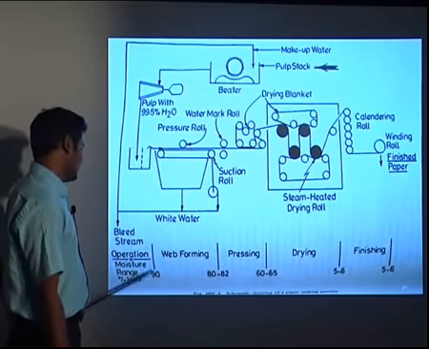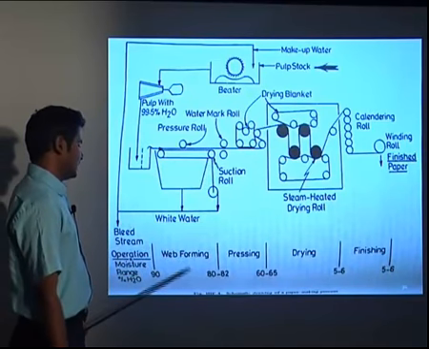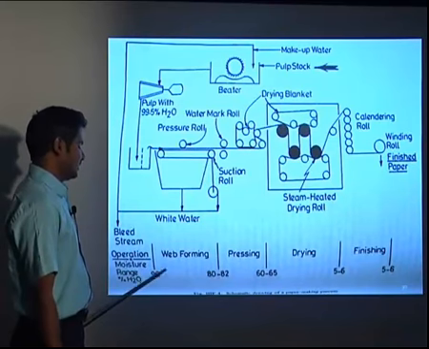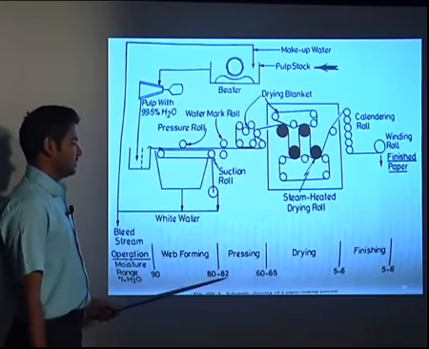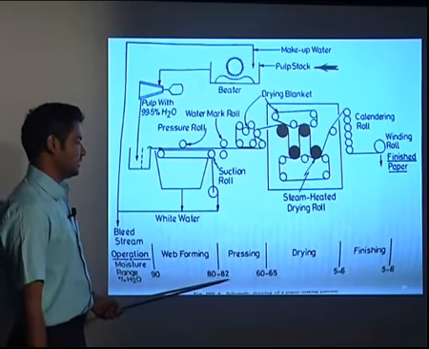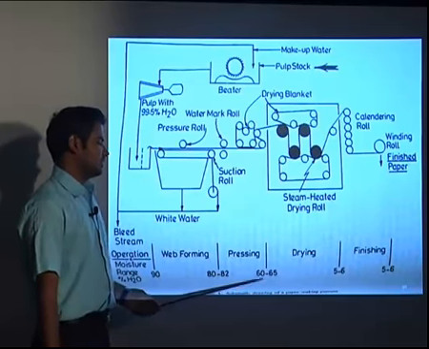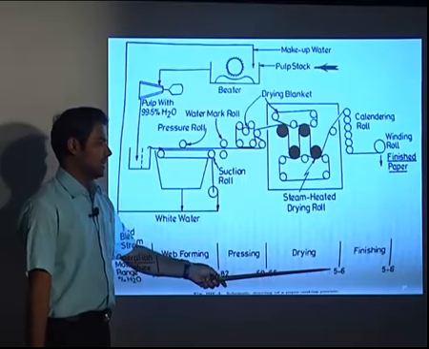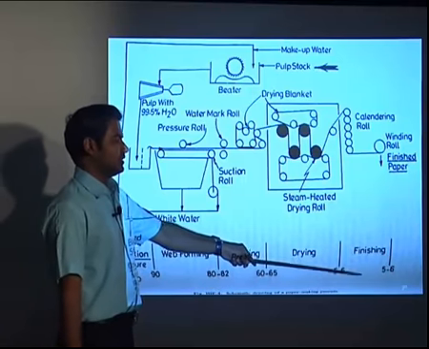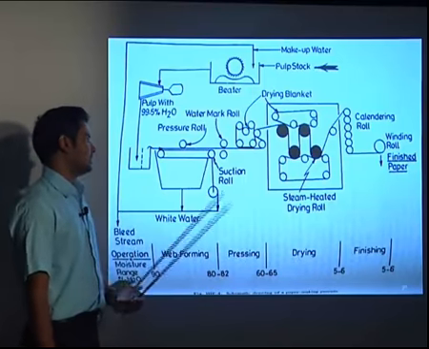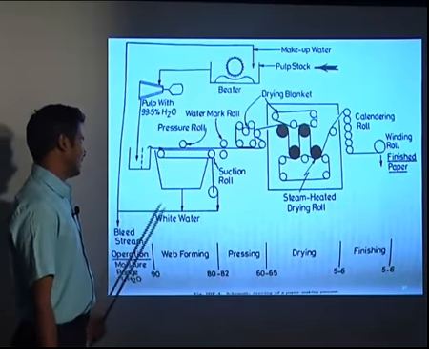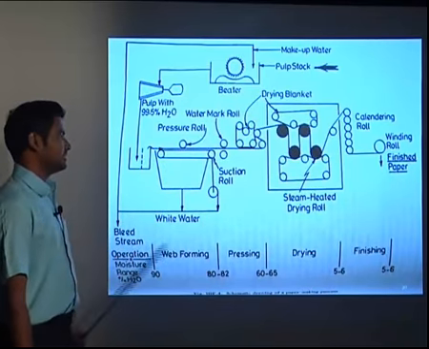If you see the moisture content across the operation, initially it has around 90% water. Then in wet forming, it goes to 80 to 82%. In pressing, the moisture content is around 60 to 65%, whereas in drying it comes down to 5 to 6%, and in finishing it has around 5 to 6% moisture. The water which comes out can be sent back here, or we can decant it to the bleed stream.